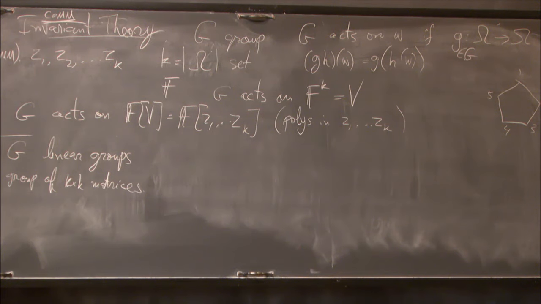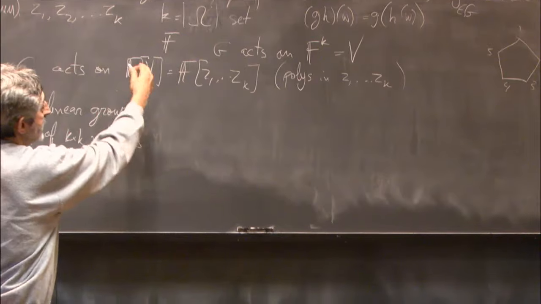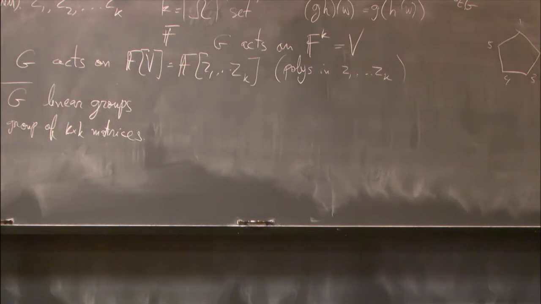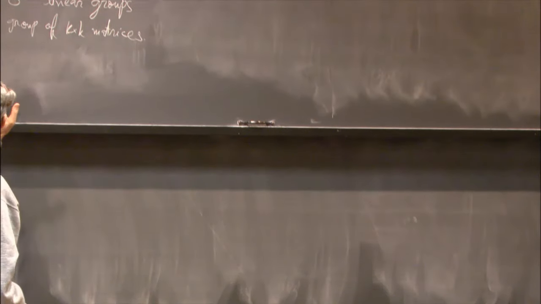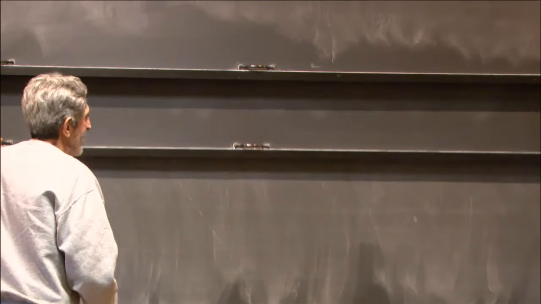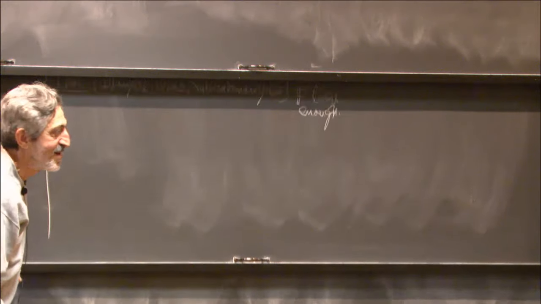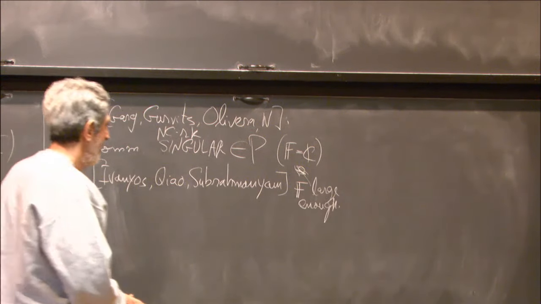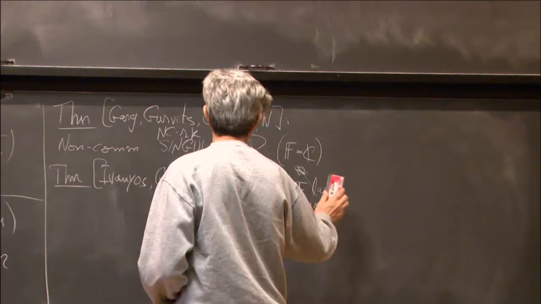Permutes the variables. So now let me start showing you examples, and you will see how it fits in. You all have seen this many times, but not in this generality. And we will build some intuition.